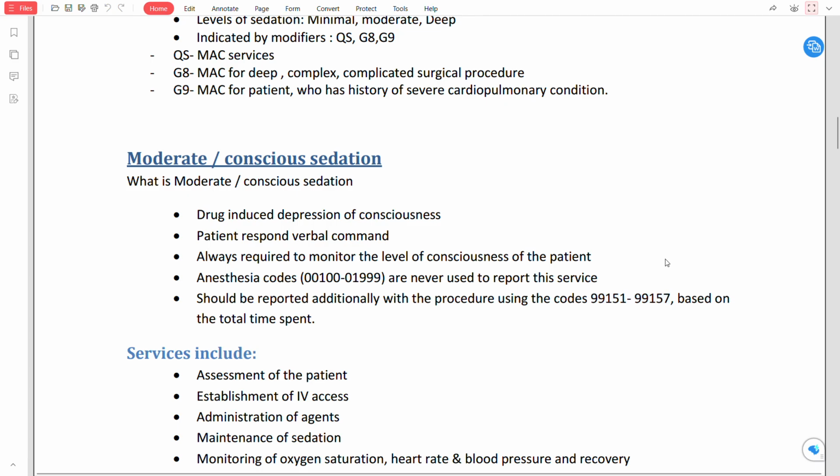So in your documentation, the physician reported the total time spent by the patient. Okay, so you can just check the total time spent by the patient, and after that you have to code the procedure. The code range related to moderate or conscious sedation is 99151 to 99157. Clear?